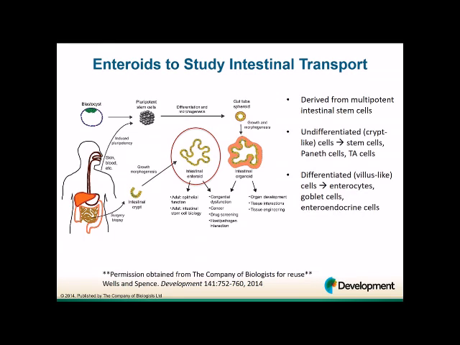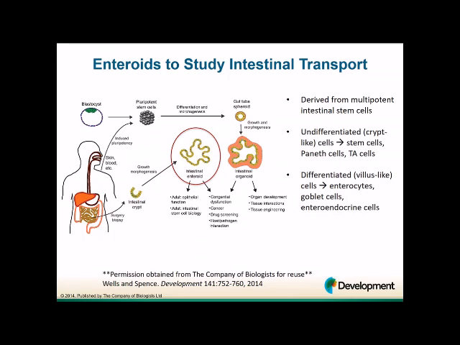Or we can really push them to differentiate and become much more villus-like, where we would have the enterocytes, goblet cells, and enteroendocrine cells. In addition, if you take a pluripotent stem cell and differentiate that, that's the difference between an organoid and an enteroid. The enteroid is really just specific to the adult stem cells that are located in that crypt region, whereas the intestinal organoid is really coming from embryonic stem cells. But these intestinal enteroids have really given us a new way of looking at how those cells function, and they end up looking like little mini guts with villi and crypts in them.